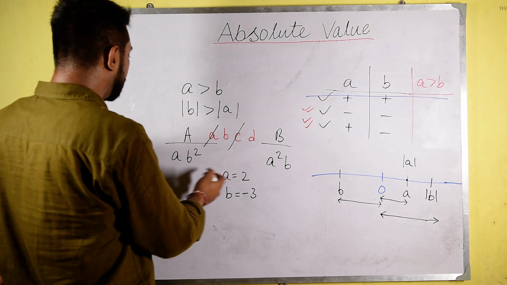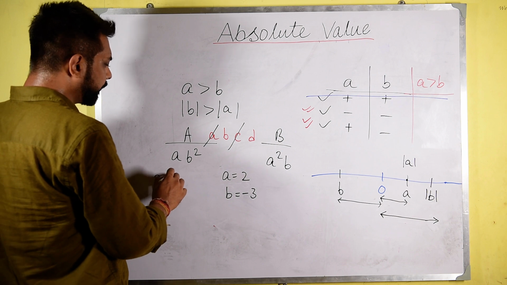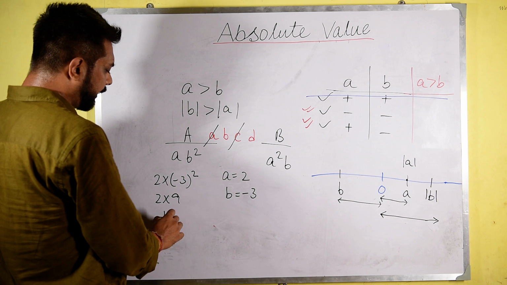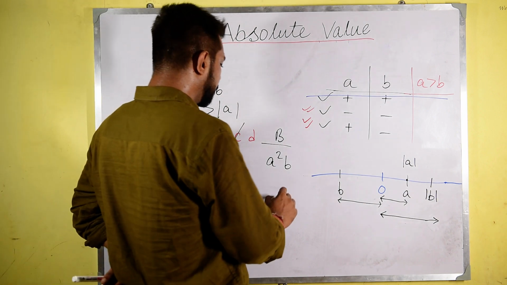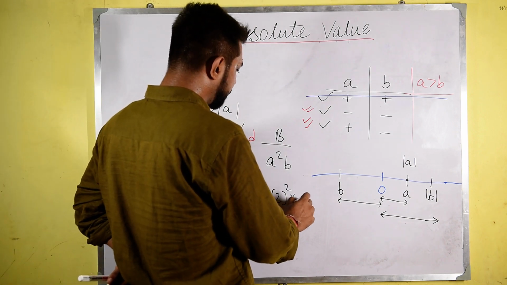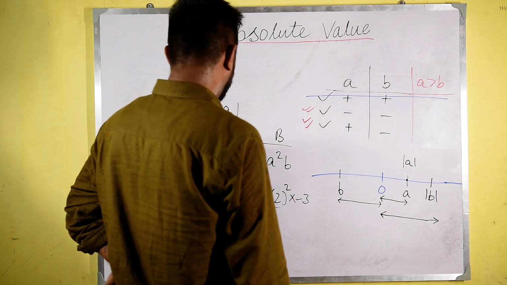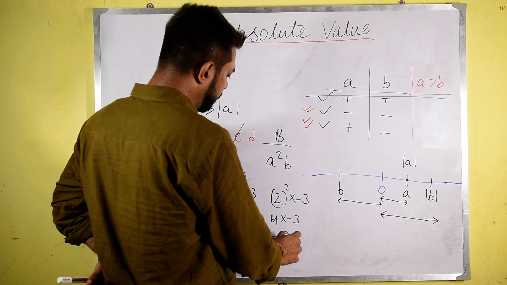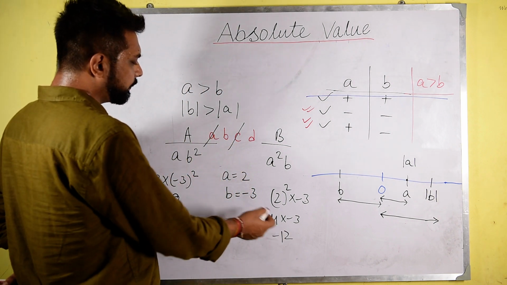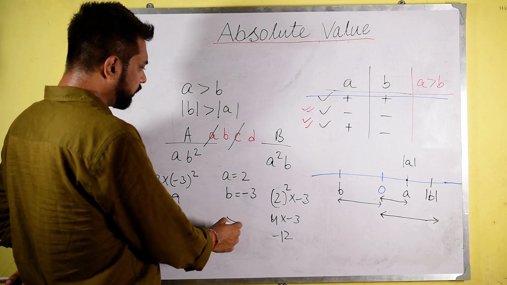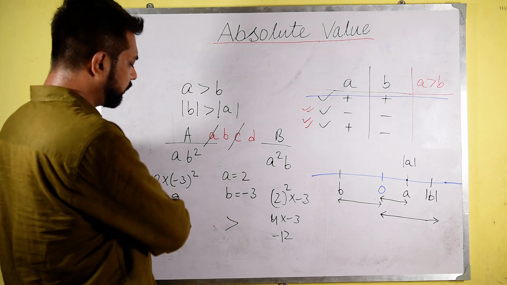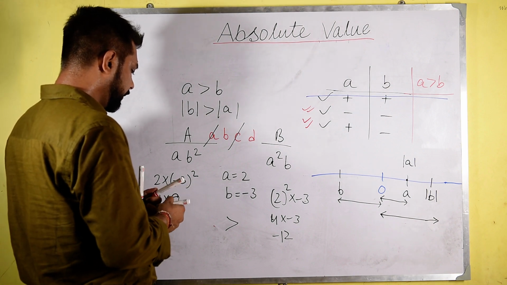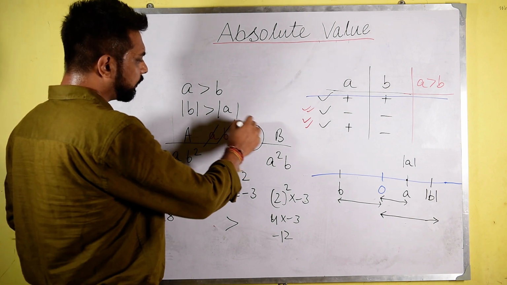So now check it here. Left hand side will be how much, guys? 2 into minus 3 whole square. This will be 2 into 9 and it will be 18. Check this one, 2 square into minus 3. So it will be 4 into minus 3, this is minus 12. We know that 18 is bigger than minus 12 because 18 is a positive number. So now the left hand side is more than the right hand side. So my correct answer is, you can eliminate option B as well. Correct answer is option D.